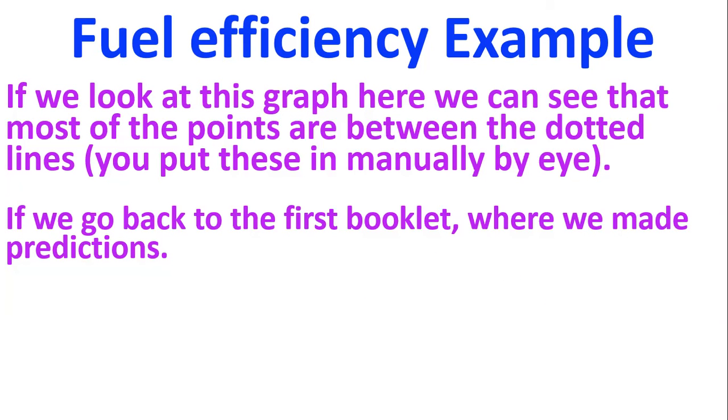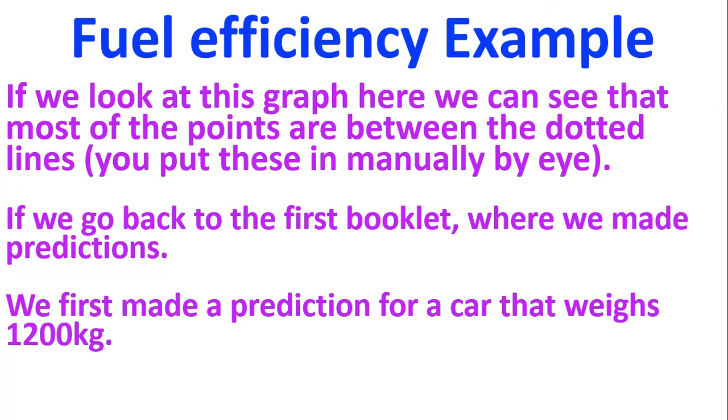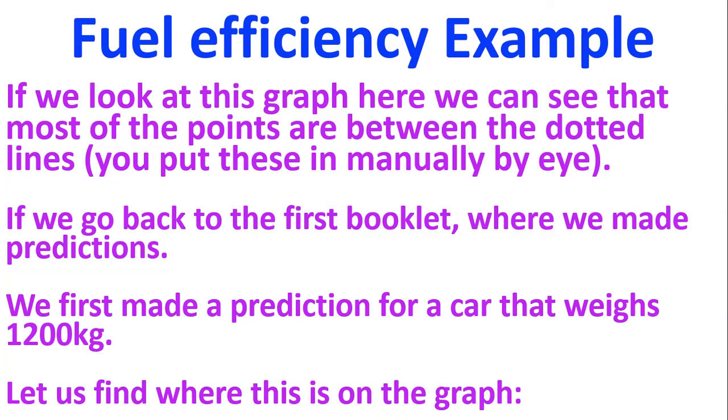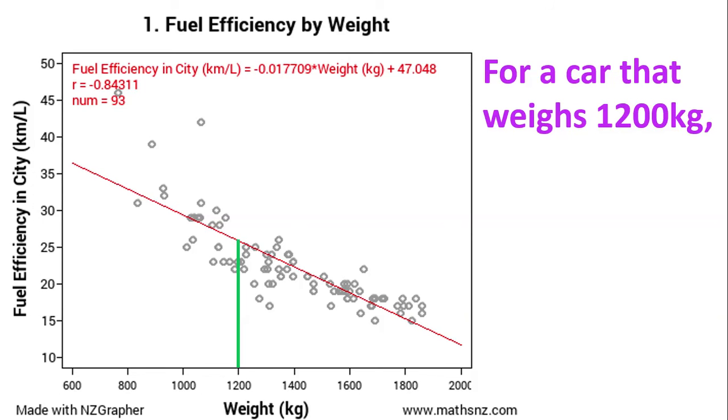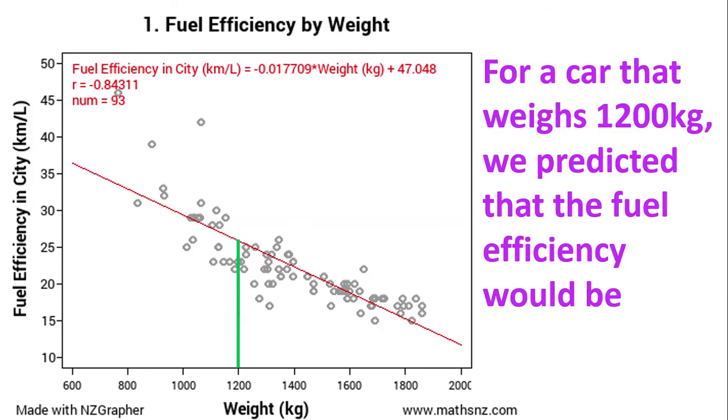If we go back to the first booklet where we made those predictions, we made a prediction for a car that weighs 1,200 kilograms. So let's check where this is on the graph. Here's our fuel efficiency graph, and for a car that weighs 1,200 kilograms, I've added that green line that you can see on the graph there. We predicted our fuel efficiency, where we read off on the other axis, and in fact we used the equation and substituted into the equation to find this, and we found that that was 27 kilometres per litre. So we found a car that weighed about 1,200 kilograms had a fuel efficiency of around 27 kilometres per litre.